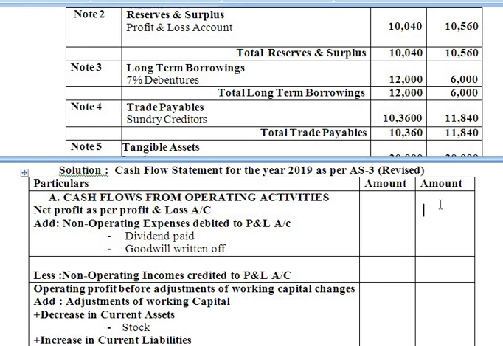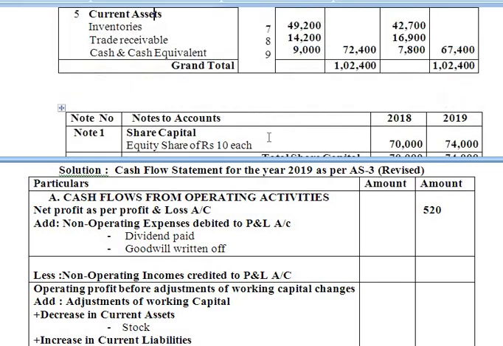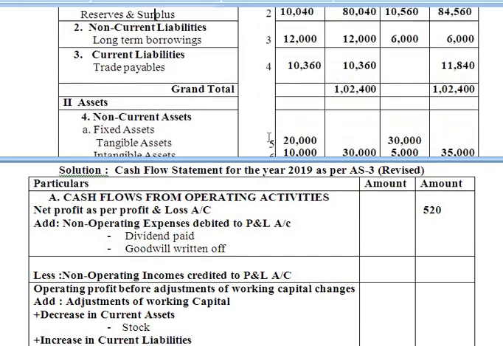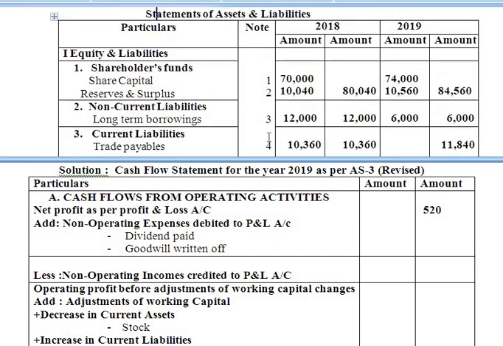So how much profit is earned by the firm in this year? Rupees 520. Okay, so how this 520 has come? 10,560 minus 10,040. Okay, next line, add non-operating expenses debited to profit and loss account. So what are the non-operating expenses have been given in the problem, that we need to check, and those non-operating expenses we have to add back in the net profit.